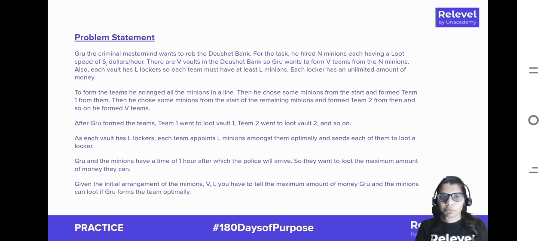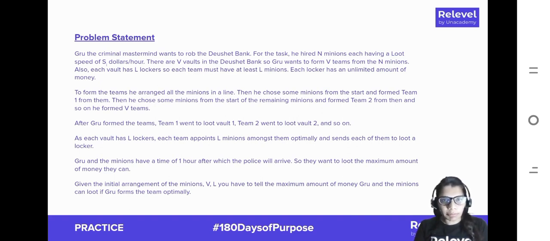So basically, each minion would be dealing with one locker. Each locker has an unlimited amount of money. To form the teams, he arranged all the minions in a line. Then he chose some minions from the start and formed team 1 from them. Then he chooses some minions from the start of the remaining ones and formed team 2 from them, and so on. He formed V teams. After Gru formed the teams, team 1 went to Vault 1, team 2 went to Vault 2, and so on. So each vault has L lockers.